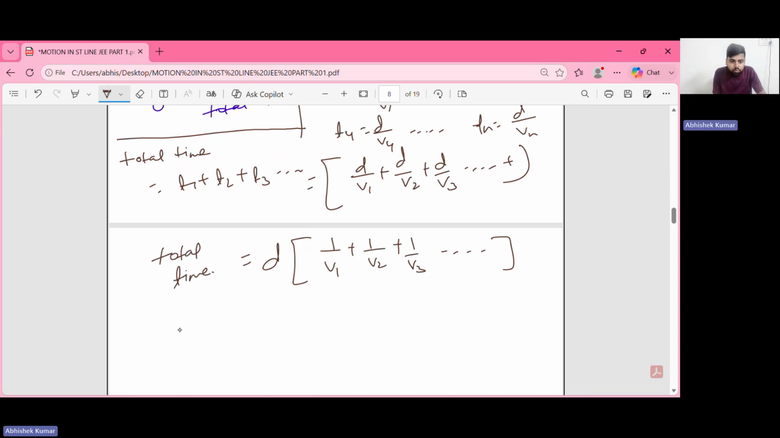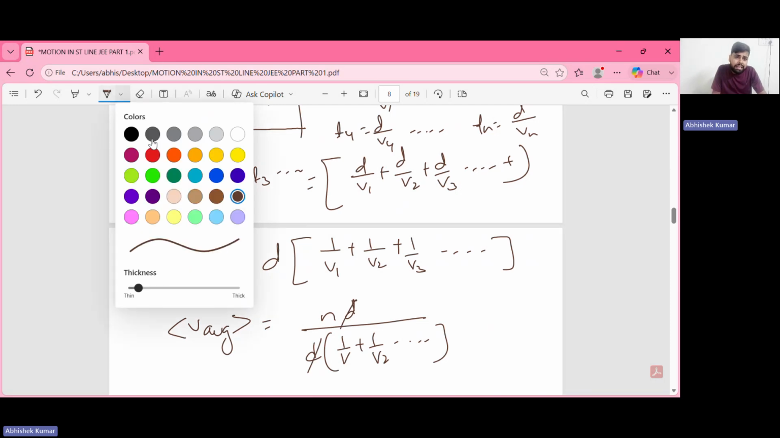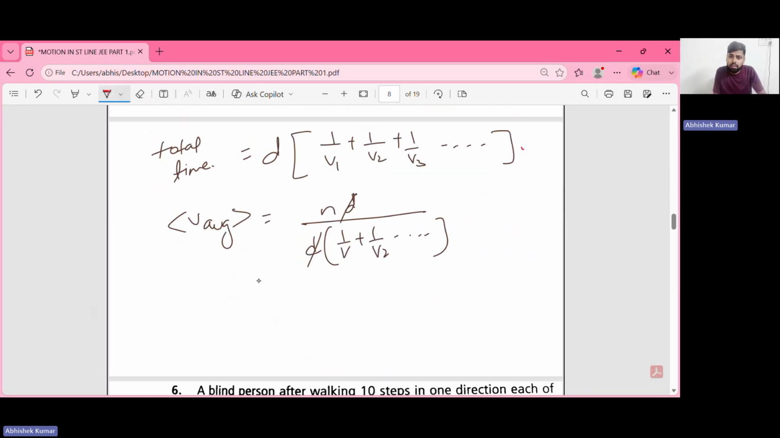Now we have to find the average speed. V average we can represent like this: nd, the total distance, by d into (1 by V1 plus 1 by V2 and so on). So d and d cancel. When d and d cancel, what is left with us? V average equals n by (1 by V1 plus 1 by V2 and so on).